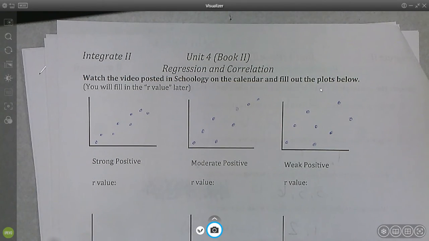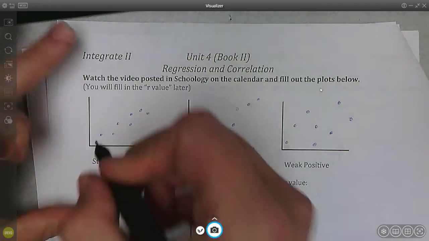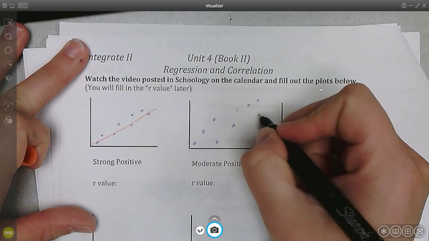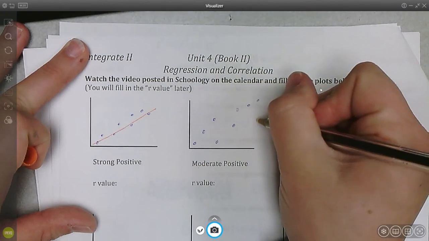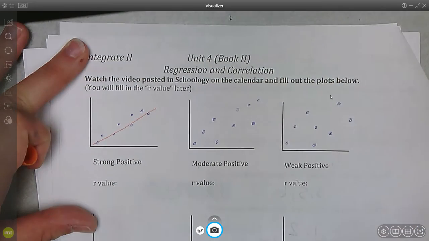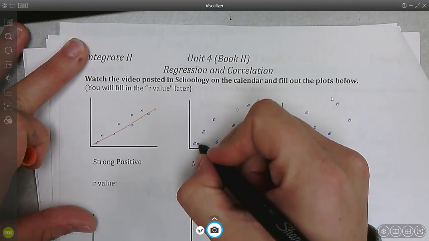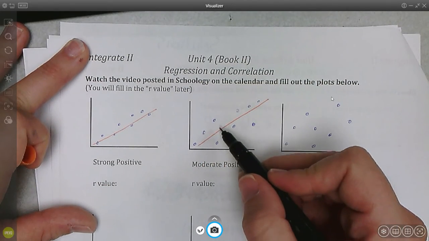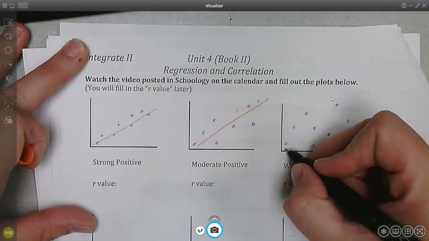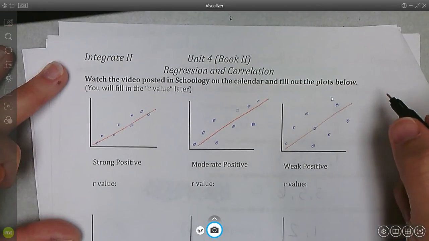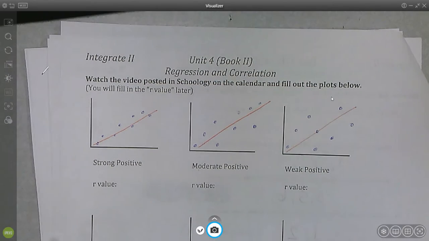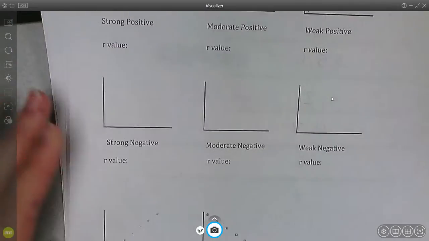Okay, so strong positive. The biggest thing you need to realize here is that if you were to draw a straight line, those points are pretty dang close. Oh, this one is maybe, let me fix, let's put one down here. So if I were to draw a line here, notice how there's a ton of space in between all of these points. And then this one, there's even more. So here, they're really close to the line. Here, they're not as close, and here, they're pretty far away. And then we are going to fill out the R value later, not today.